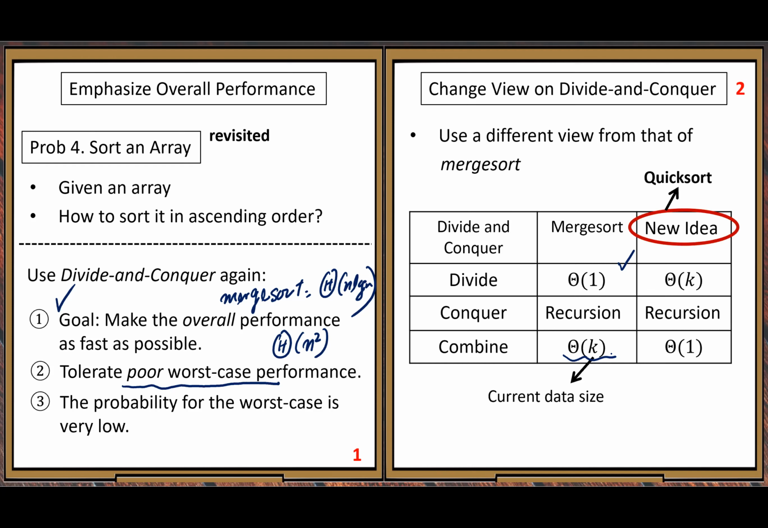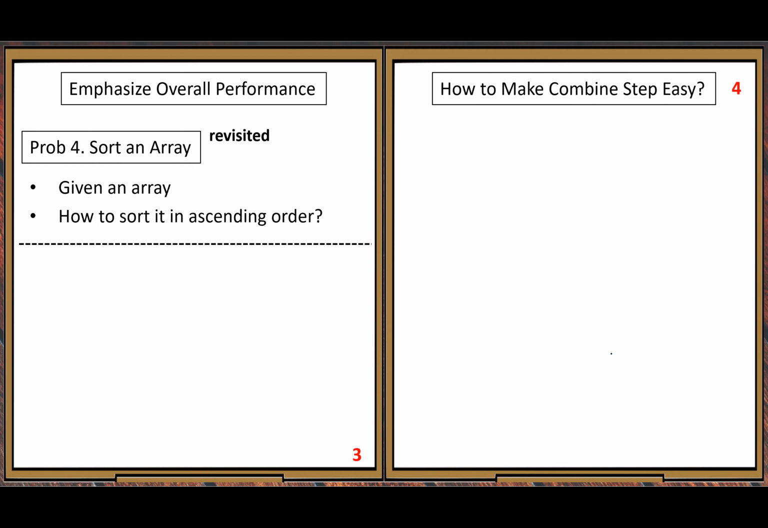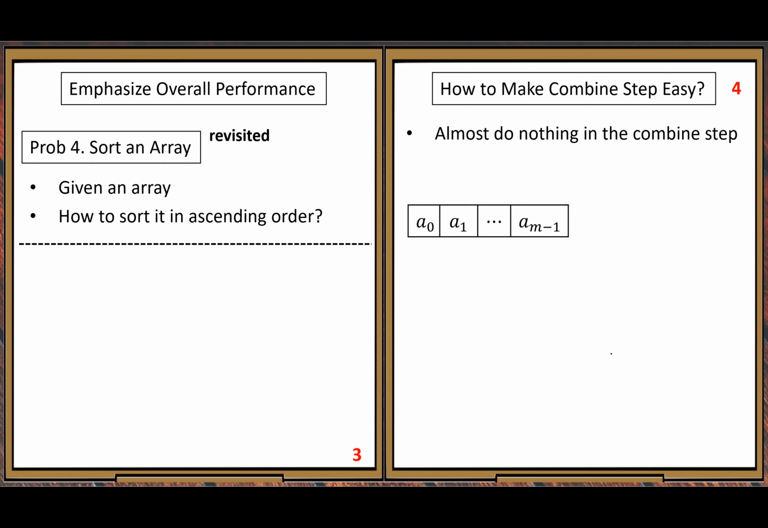So let's look at the implementation part of quicksort. How to make the combine step easy? Here I need to explain that question. Big theta of 1. How can you make your combine step big theta of 1? That's almost doing nothing. Let's see what the situation is.